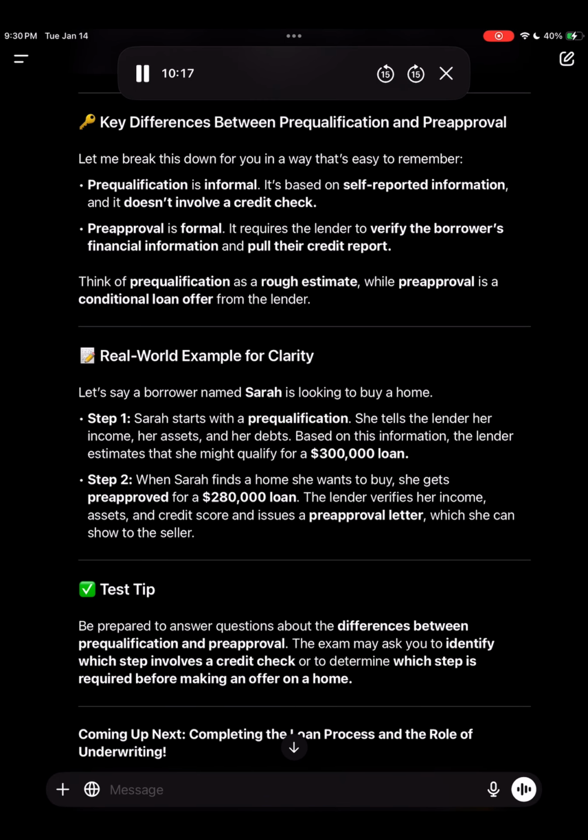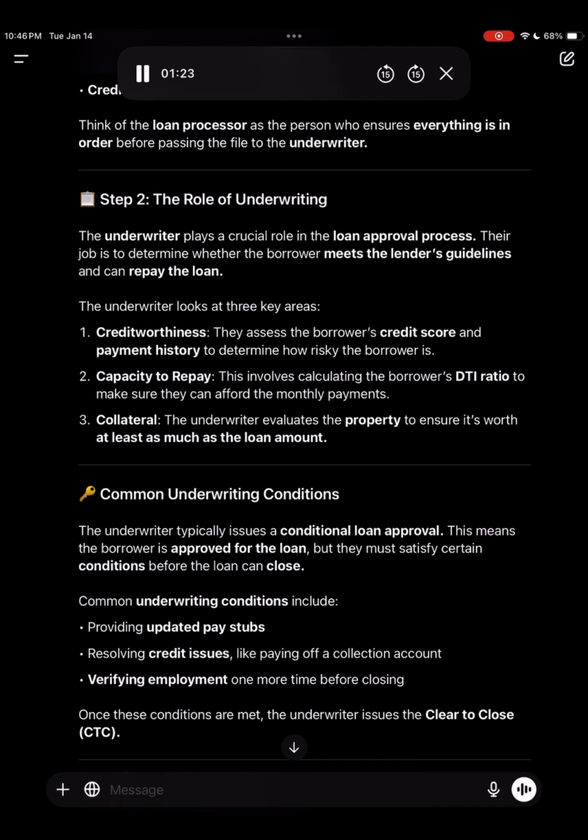Step 2, the role of underwriting. The underwriter plays a crucial role in the loan approval process. Their job is to determine whether the borrower meets the lender's guidelines and can repay the loan. The underwriter looks at 3 key areas.